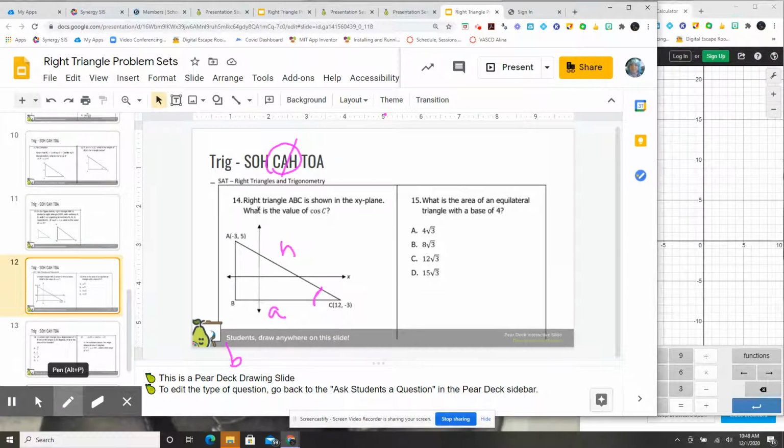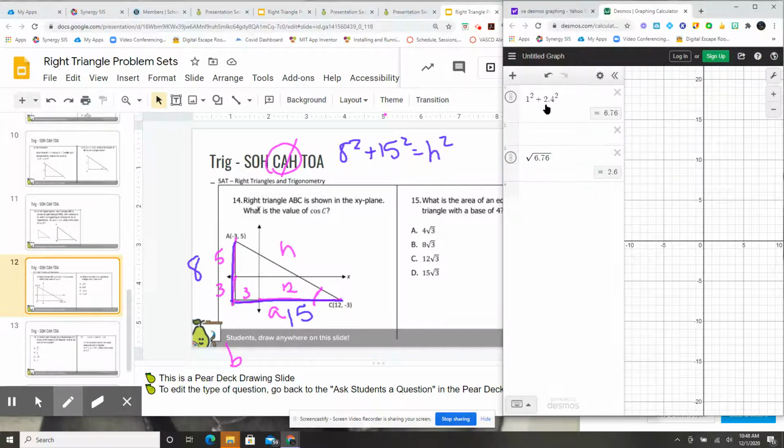Adjacent over hypotenuse. So if this is 12, minus 3, that means this piece is 9... this piece is 3, and this piece is 5. That means the sides of our triangle are 15 and 8. So if we use Pythagorean Theorem to find h, 8 squared plus 15 squared equals the hypotenuse squared.